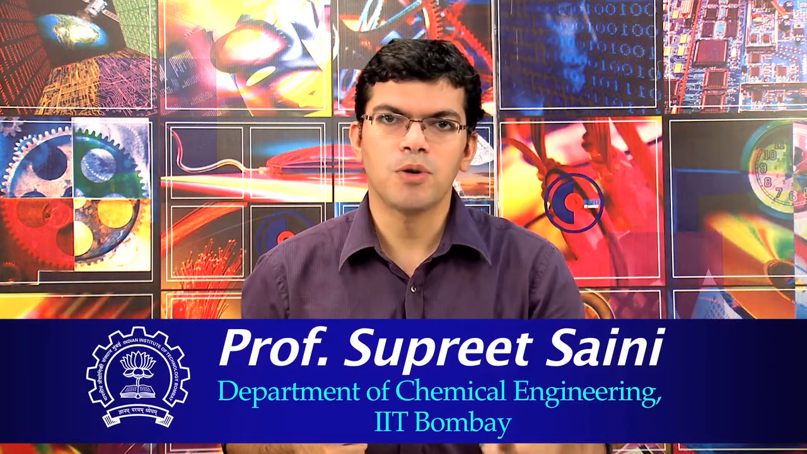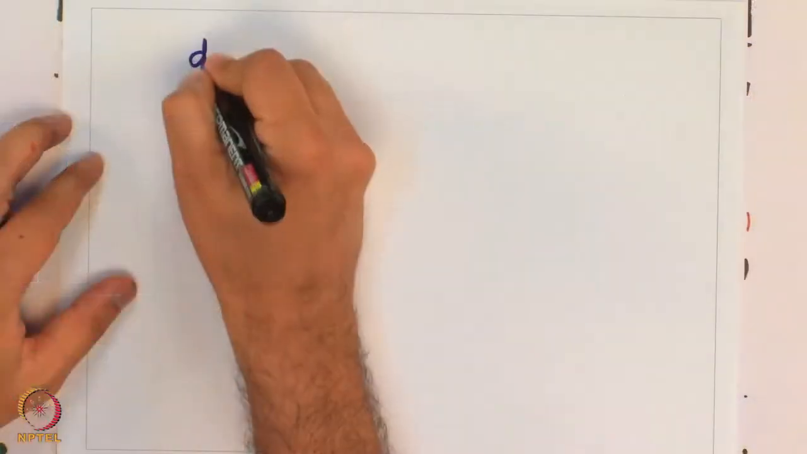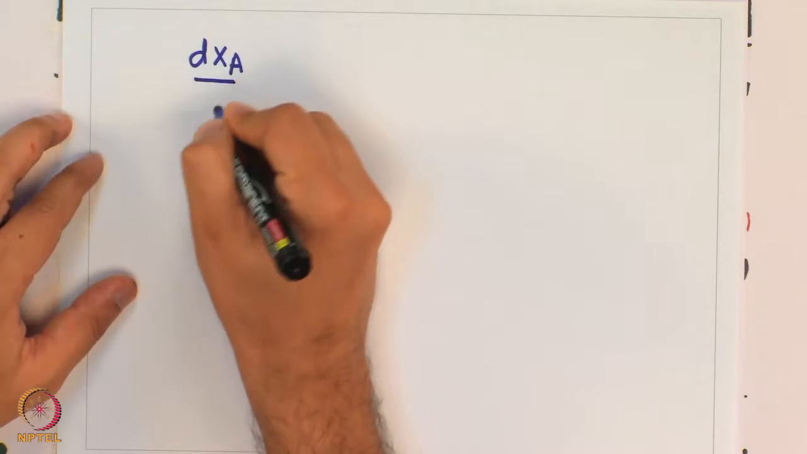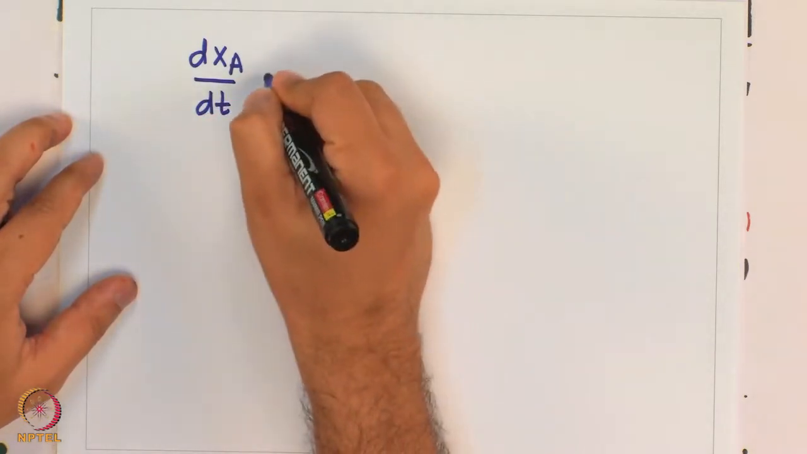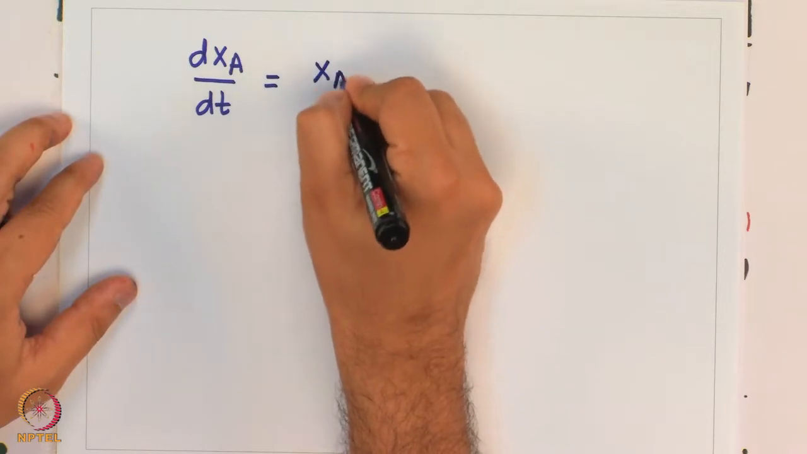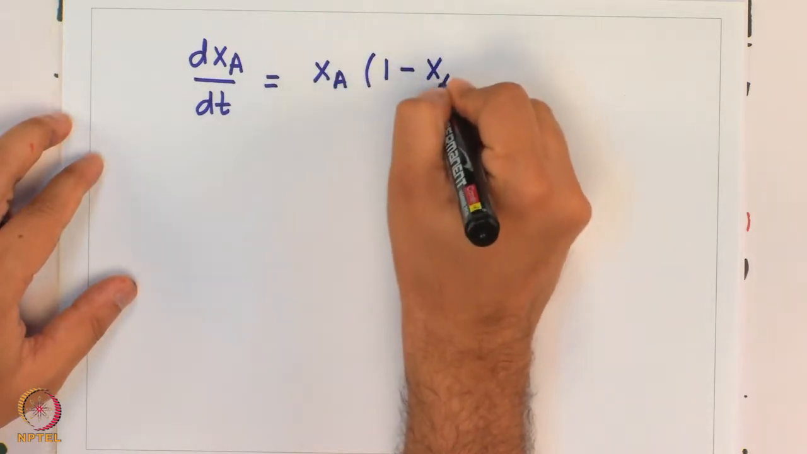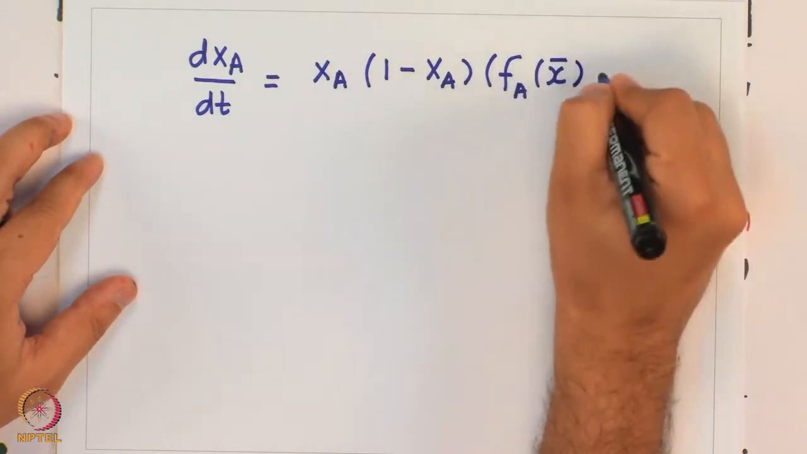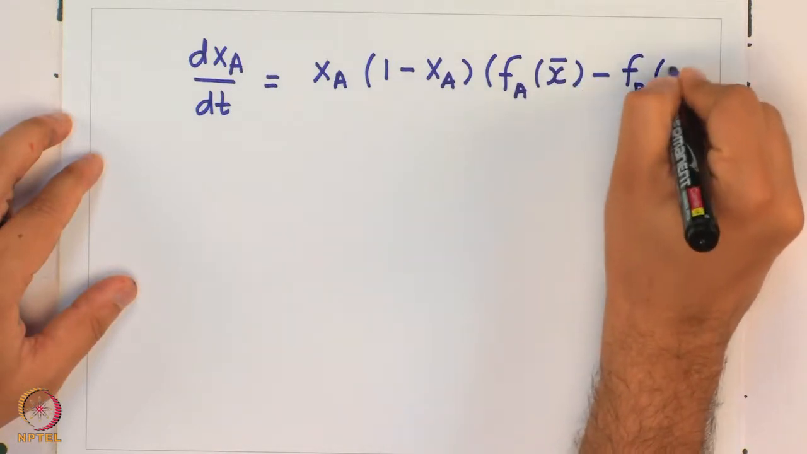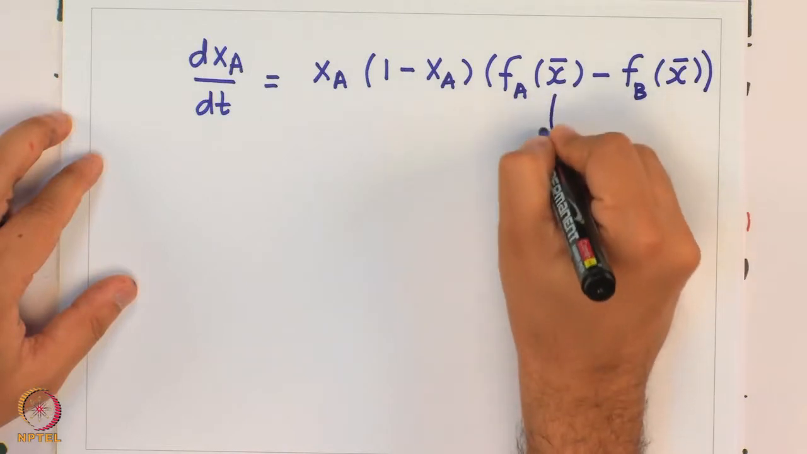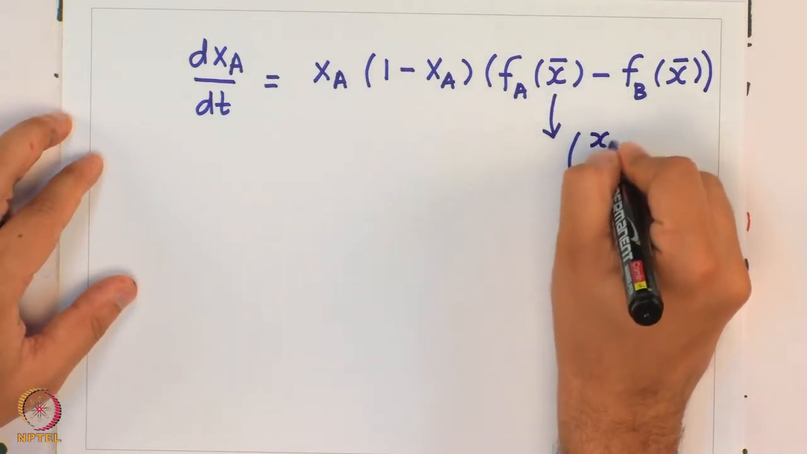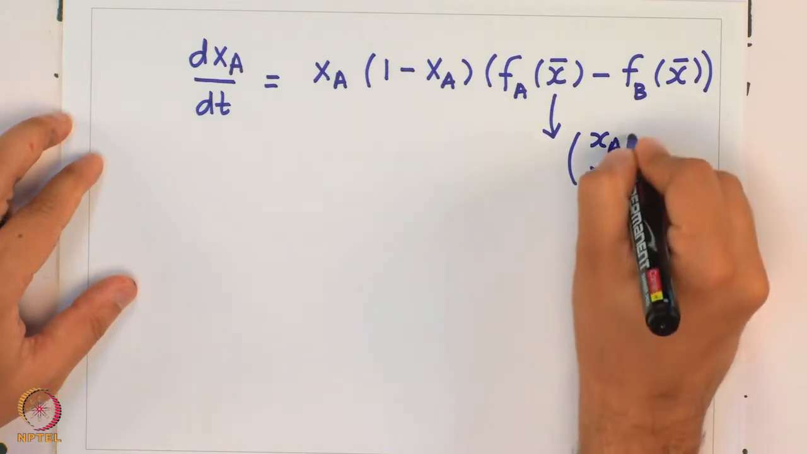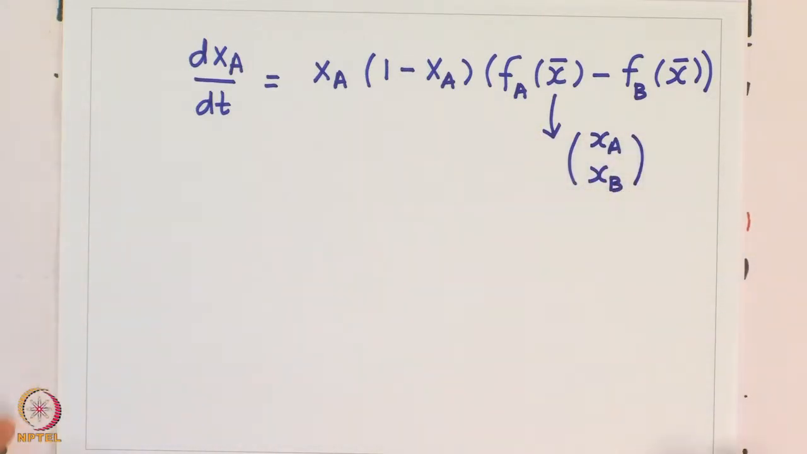So, just to recap from where we had finished last time, in a two species environment where two distinct genotypes are coexisting, our dynamical equation which captured the dynamics associated with frequency of one particular genotype can be represented as dxa by dt is equal to xa times 1 minus xa times f of a as a function of x minus f of b as a function of x, where the vector x is just the composition of the population in the environment at that particular instant.